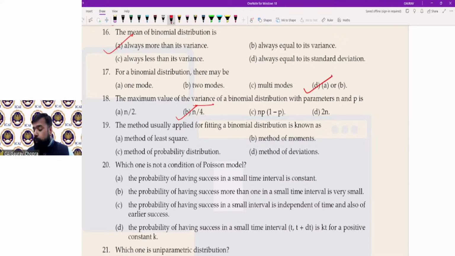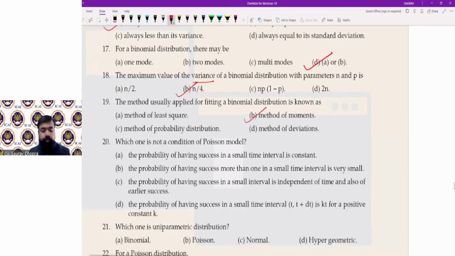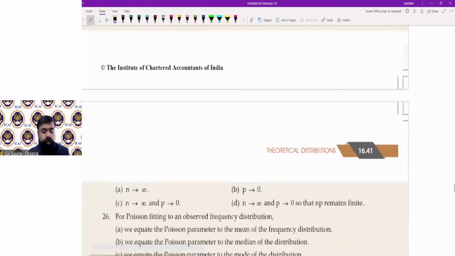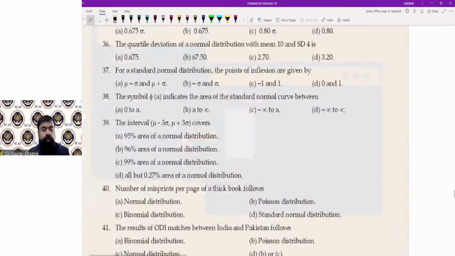Which one is correct? Question number 19. Let me know, which option will be correct? Method used for fitting a binomial distribution. The name of the method is method of moments, or you can say moments method. So from 20, the questions are based on other distributions. Then let's move on to set B.